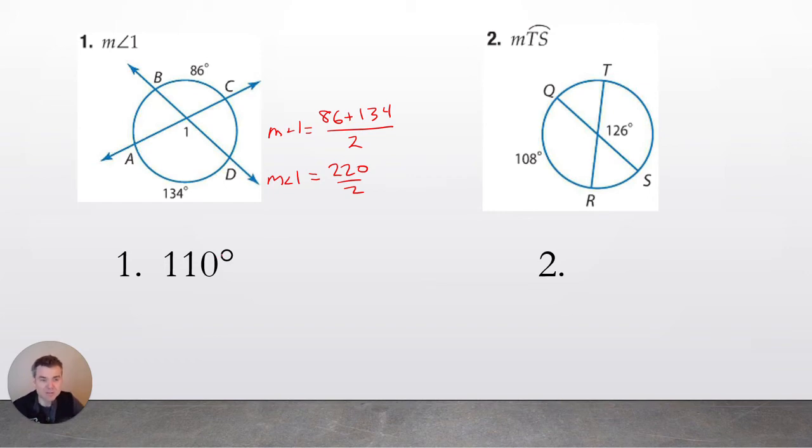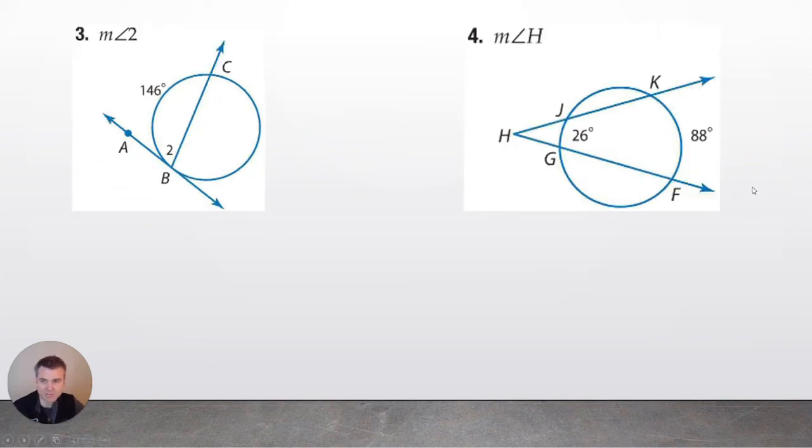Number 2, we had to find the measure of arc TS. We should have got the measure of arc TS is 144 degrees. Again, we know that this angle, which is 126 degrees, has to be the average of 108 and the measure of arc TS. Again, this is because it's intersecting inside the circle. Now multiply by 2, 252 equals 108 plus the measure of TS. Subtract 108, and I get 144 equals the measure of TS.